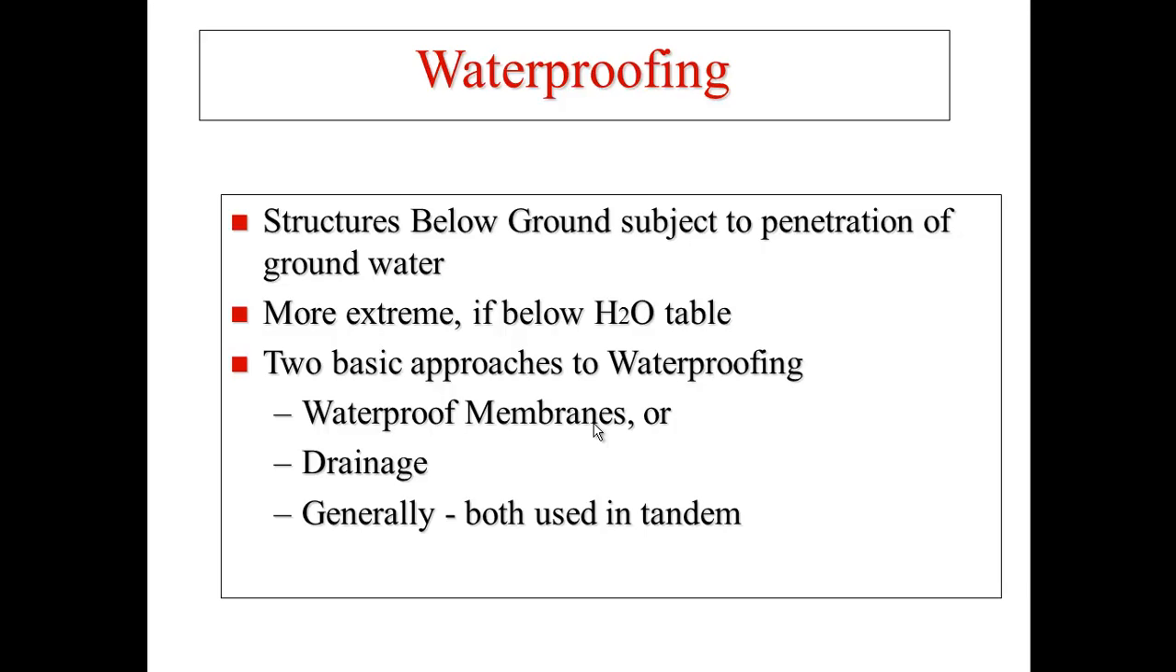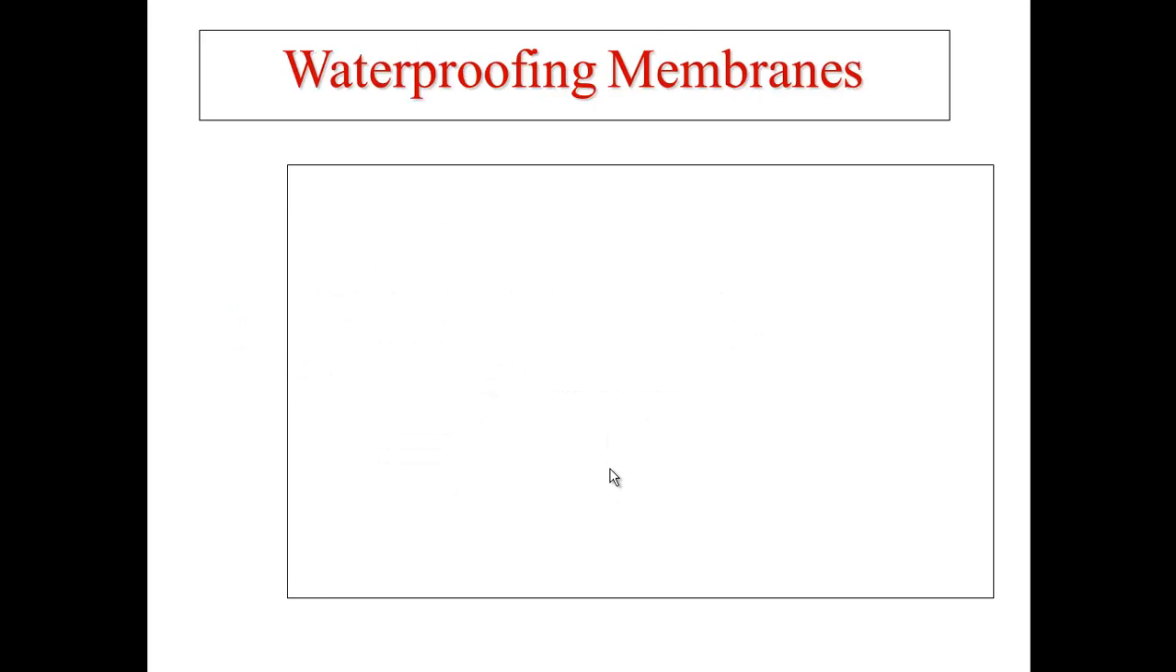We've talked about structures below ground subject to penetration of groundwater. More extreme if you're already below the water table, or if you're near a lake or water area that's just going to have a wet area constantly. Two basic approaches are waterproof membranes, drainage, or both, and generally we look at both of these.